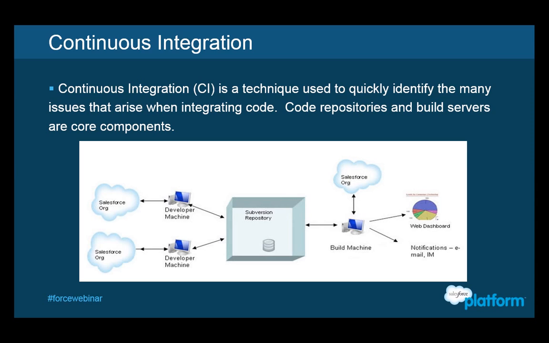Code repositories and build servers are the core components. Let me walk you through the flow of this diagram at the bottom here, and Srini and I will show a demo of using continuous integration. You've got, let's say, 2 developers working in their own Salesforce orgs developing code. They are connected to a single source of truth, which is the Subversion repository. When they check things in, we have a build machine. We'll begin using a tool called Jenkins to take the latest from the Subversion repository and build that against a Salesforce org.